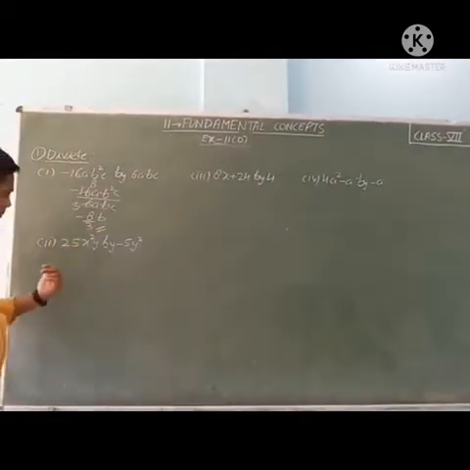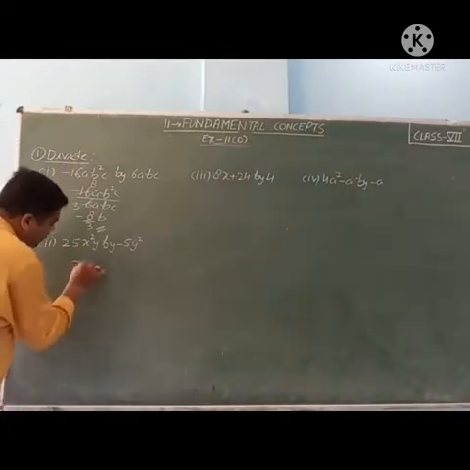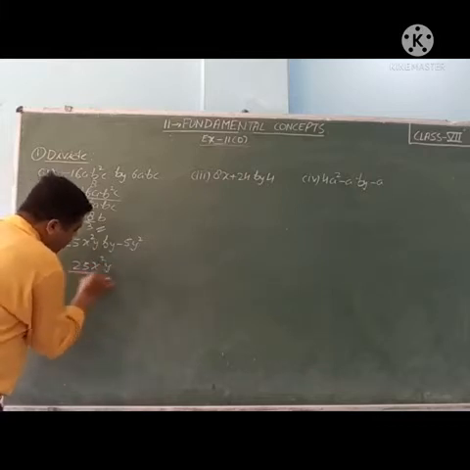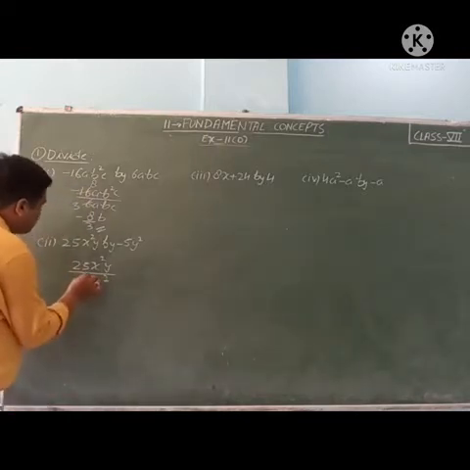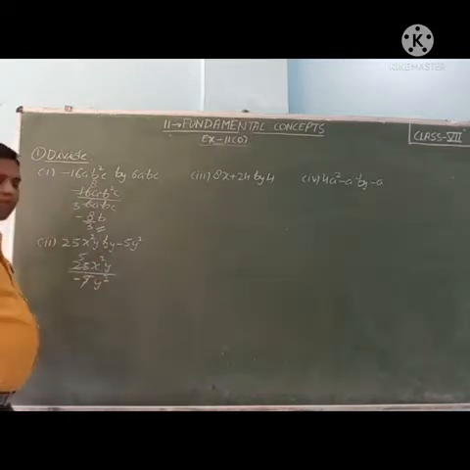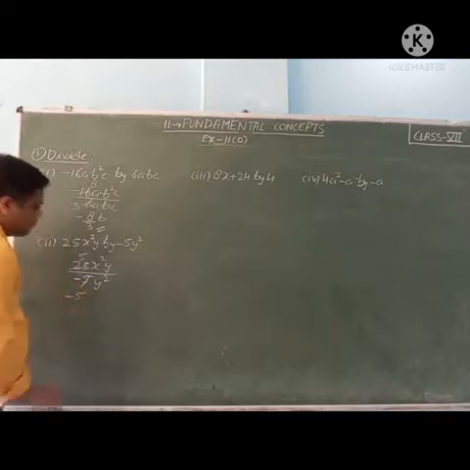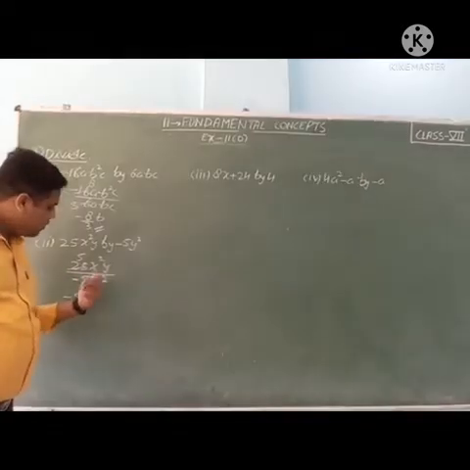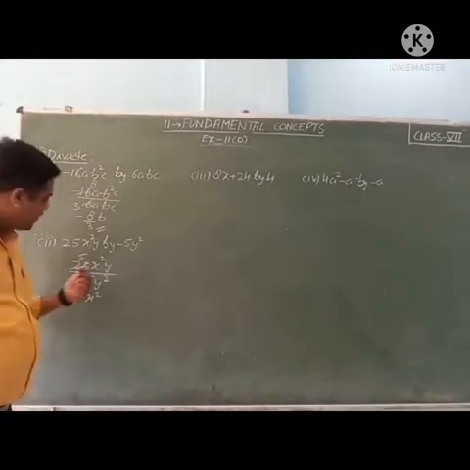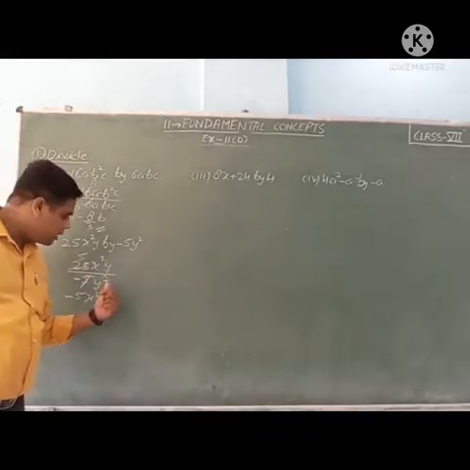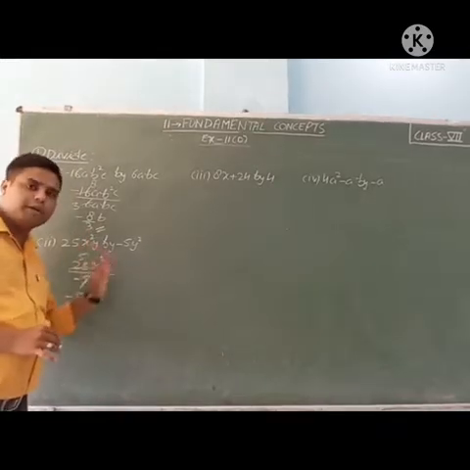Now move to the second one. 25x²y by minus 5y². So 25x²y upon minus 5y². See, 5 5s are 25, plus minus, so minus 5. Then x square. No other x in the denominator, means x square. Then see, here y has power 1, here y has power 2. It means the denominator power is more than the numerator's power.